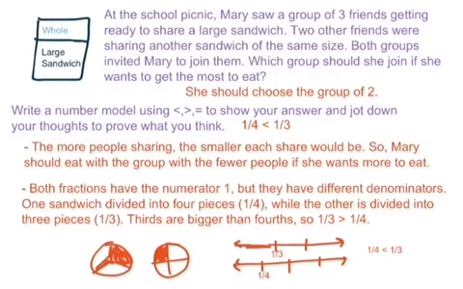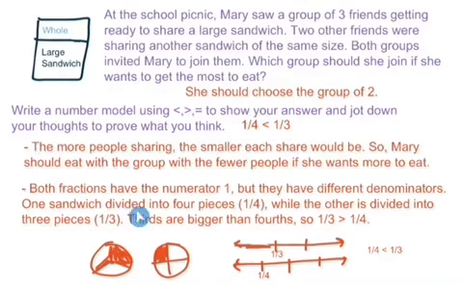Well, hopefully you could see this. She should choose the group of 2 friends. And the number model that I would use to show that would be this. It would be 1/4 if she chose the group of 3 because she would be the 4th friend sharing it. So she would get 1 out of the 4 pieces. Versus if she joins the group of 2, then she would be the 3rd person and she would get 1 out of the 3 parts that the sandwich would be divided into. 3 parts is definitely bigger parts than 4ths, so if she wants more to eat, she's got to go with the group of 2.